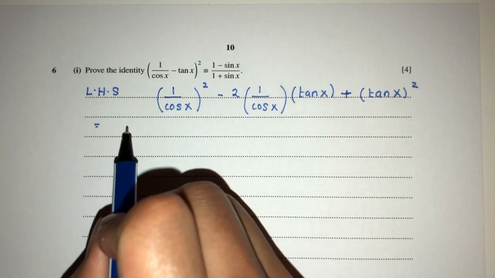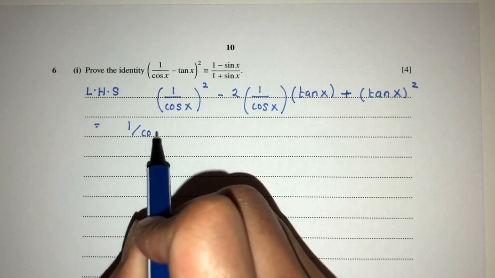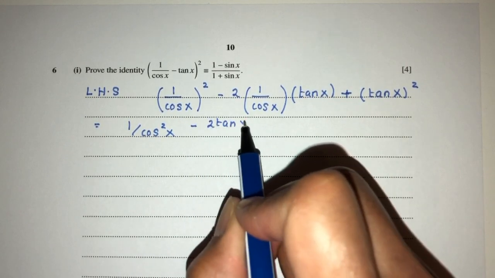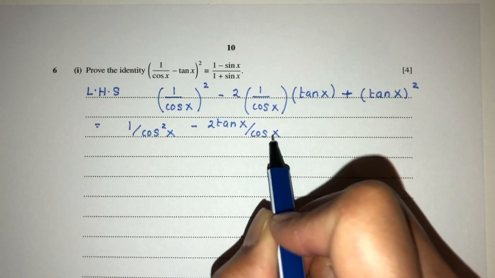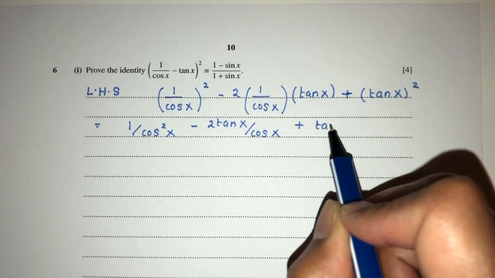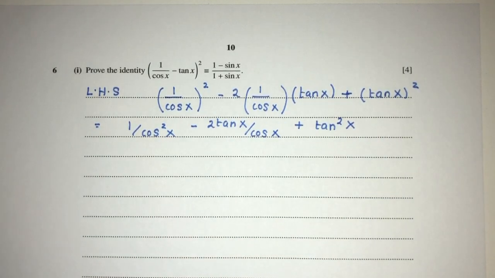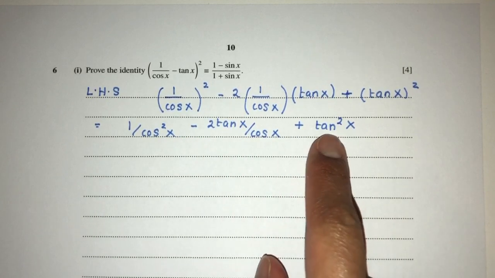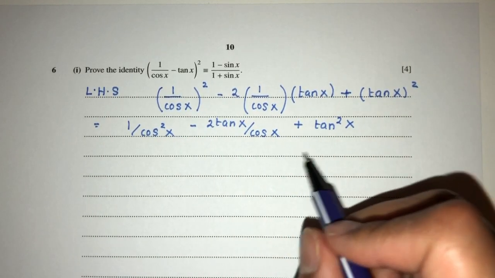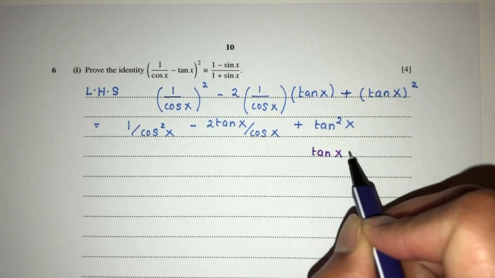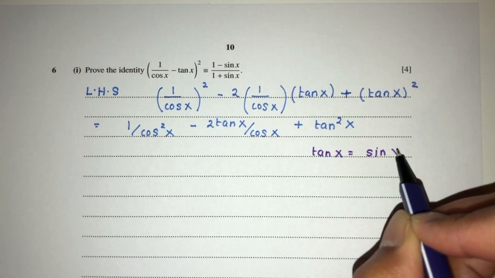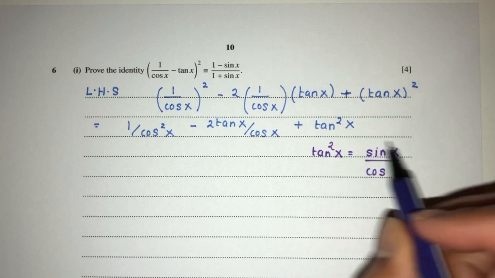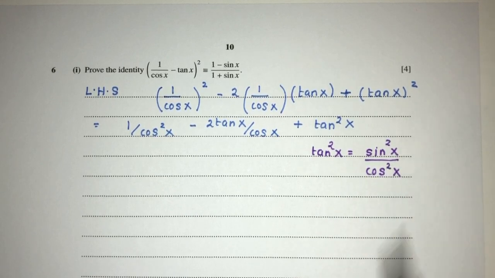Now simplify, that will be 1 over cos square x. That will be minus 2 tan x over cos x. And here we have plus tan square x. Now one thing we can realize is that here we have fraction, fraction, and no fraction. So what can we do here? If you realize, what is tan x? Tan x is simply sin x over cos x. But what is tan square x? It will be sin square x over cos square x.